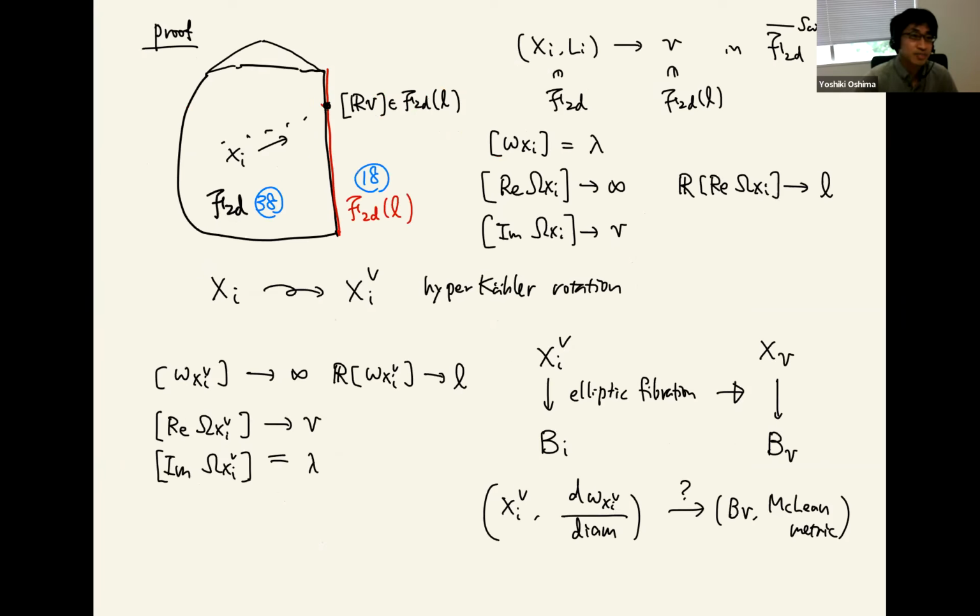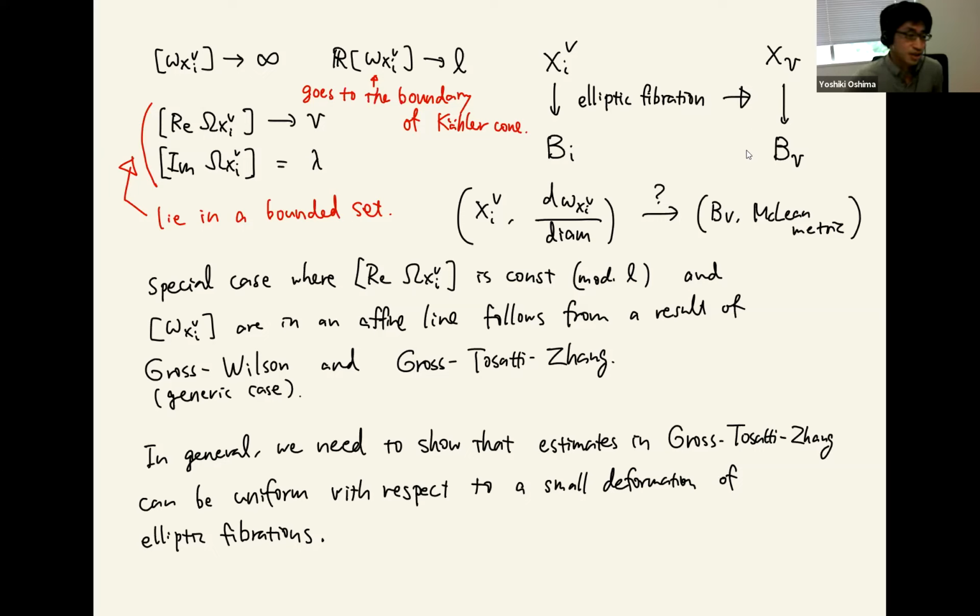In that case, this elliptic fibration is fixed, and in this case this convergence follows from a result of Gross-Wilson and Gross-Tosatti-Zhang. Gross-Wilson studied the generic case. Generic means this fibration has 24 I1 singularities, and Gross-Tosatti-Zhang proved this for a more general, higher dimensional case. But for K3 cases, at least, this implies this special case.